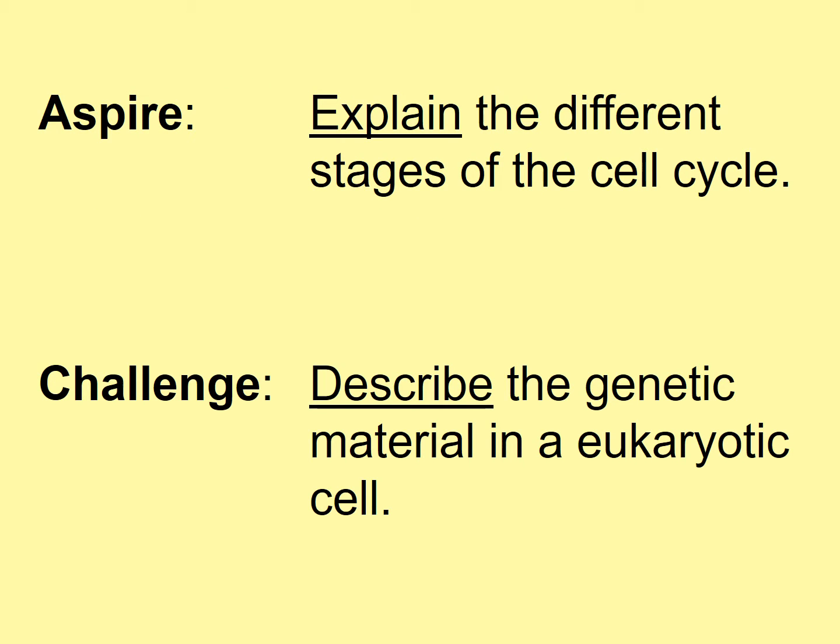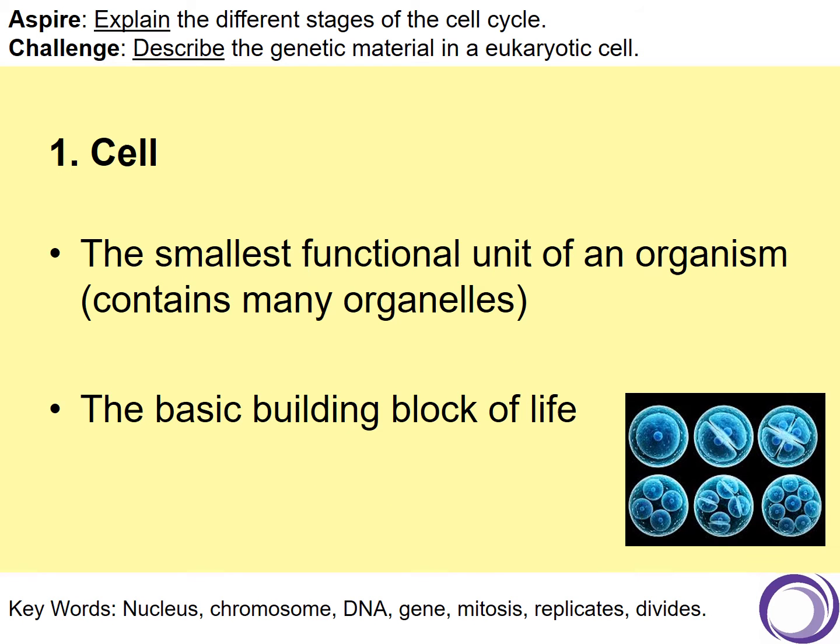So the challenge for today's lesson is to describe the genetic material in a eukaryotic cell. So that's just describe what DNA is, what genes are, what chromosomes are, etc. And the aspire is to explain the different stages of the cell cycle.